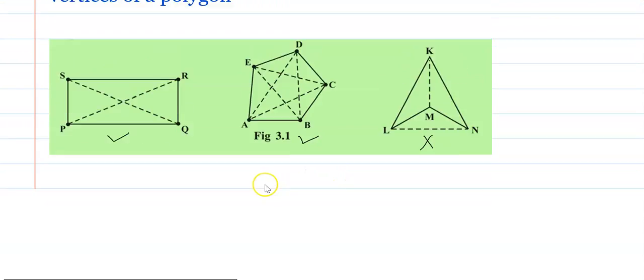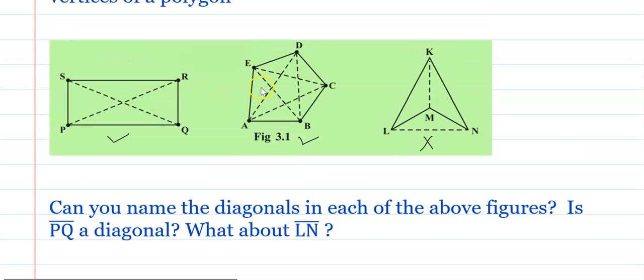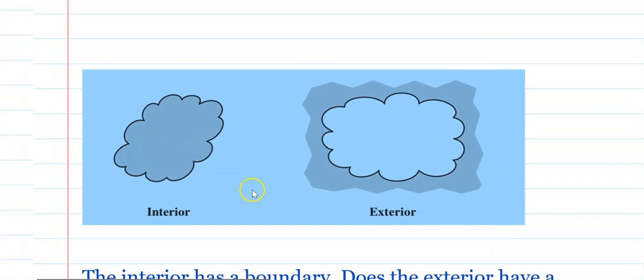Okay, now the next. Can you name the diagonals in each of the above figures? We can name PR and SQ. These are the diagonals. What are the remaining diagonals? EB, next BC, AD and DB, AC. These are the diagonals. Again, you say that PQ is a diagonal? PQ is not a diagonal because the point Q is a consecutive point. LN is also not a diagonal. Okay, next, see this figure.